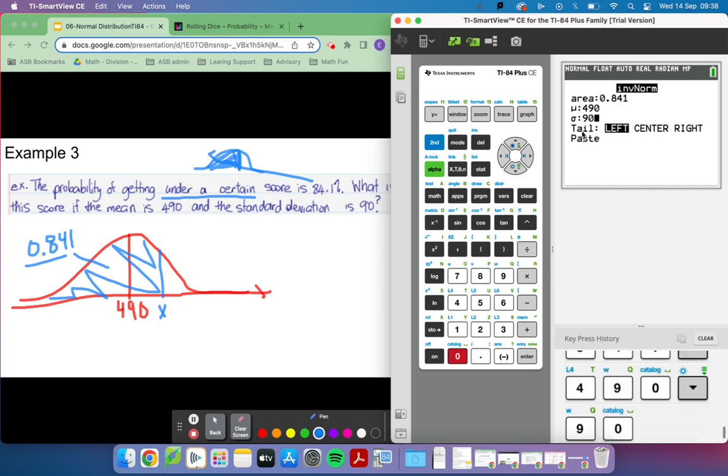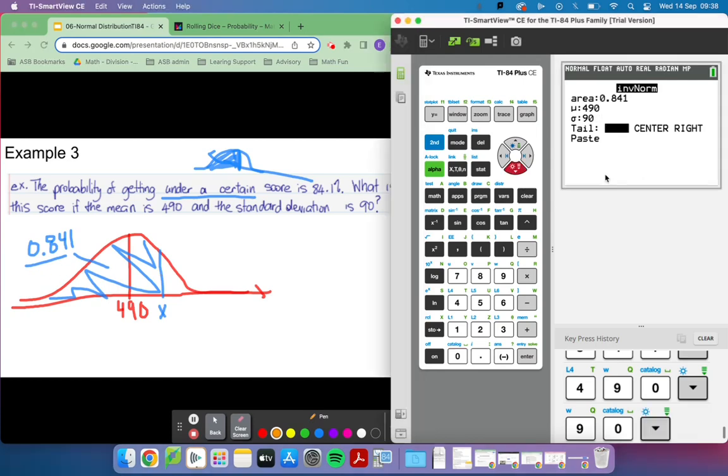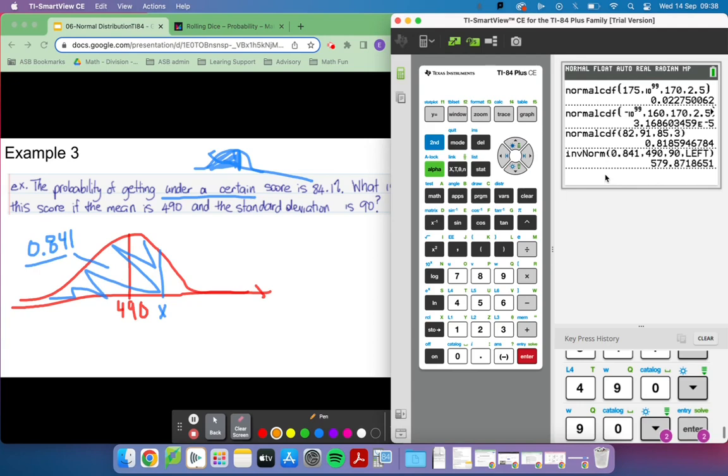Now, what does this mean? Tail, left, center, and right. In our case, we have a left tail. Why? Because we're highlighting all the part that's from the left to a certain value. In our next example, we're going to see what it looks like to have a center and a right tail. But for us, we're left because we're going from a value towards the left. So we're going to keep it as left, and we're going to go and paste this.